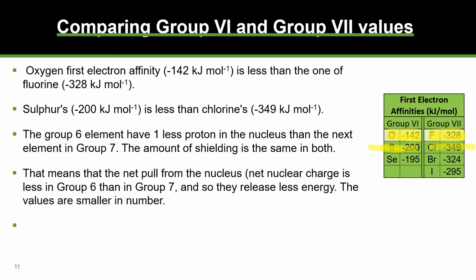The group 6 elements have one less proton in the nucleus than the elements in group 7, the element that is next to them in the periodic table, and the amount of shielding is the same in both because they have the same number of layers of electrons. That means that the net nuclear charge is less in group 6 than in group 7, I'm sorry, and so they release less energy. So the values are smaller numbers in this case.